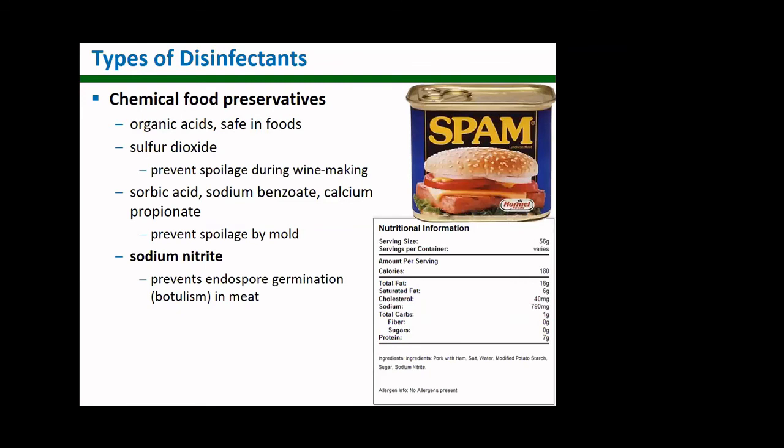Okay, and then we have lots of chemical food preservatives that exist, right? They're safe in foods. I'm using air quotes, but you can't see them. Things like sulfur dioxide, sorbic acid, sodium benzoate, calcium propionate. You will see these in the ingredient label for different packaged foods. They help prevent spoilage by mold or by growth of microbes. Sodium nitrite is a big one, really commonly used in the preservation of meat, like deli meat, to help prevent botulism.